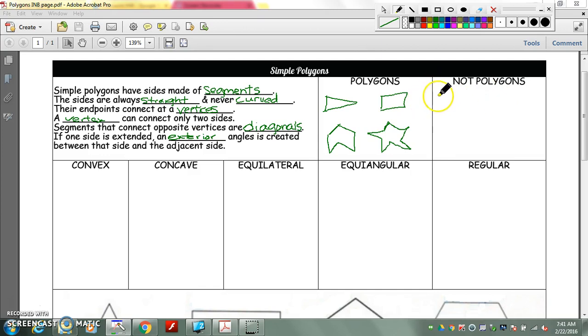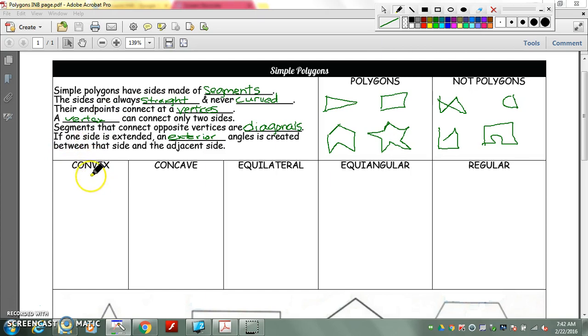What are not polygons? Okay, they can't crisscross each other. I can't have one straight side and then a curved side. I can't have an incomplete one. All of the vertices need to touch each other. And again, it's got to be made of all straight sides. So this part right here is curved, so it wouldn't make it.